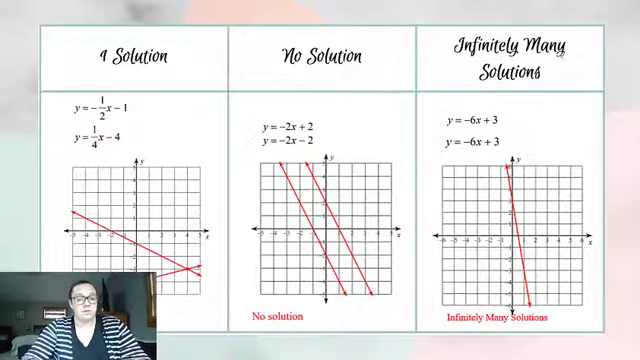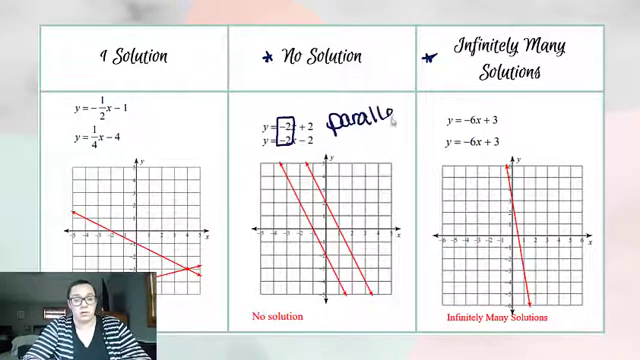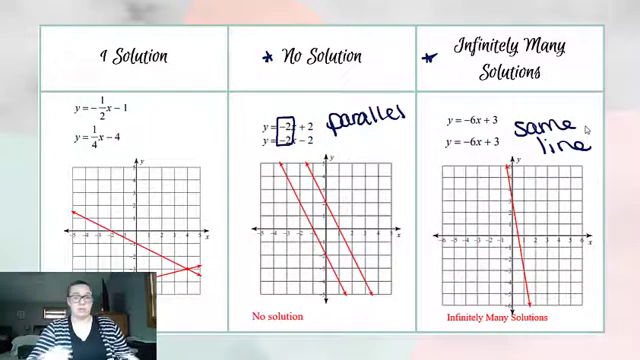A way to look out for these 2 special cases: no solution is when the slopes are the same. So if you notice that, then you know it's going to be no solution because they're going to be parallel. Infinitely many solutions is a situation where they're literally the same line. So if you put them both in the same format, like both in slope-intercept or both in standard form, and they're the same, then it's going to be infinitely many solutions because it's essentially graphing a line on top of itself.